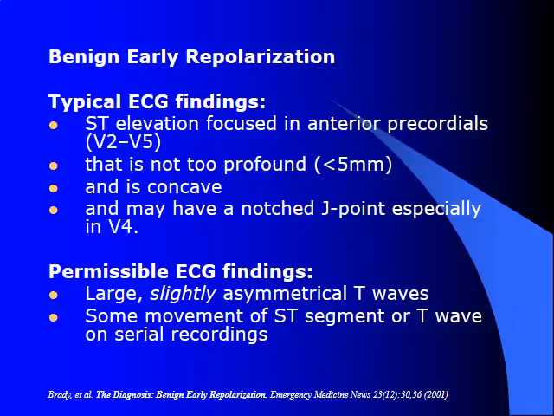Our typical EKG findings with BER are going to be ST elevation in the anterior precordials. It shouldn't be too profound. It should be concave, and you may have a notched J point noticeable mostly in V4. You may also find some asymmetrical T waves that are larger than what you'd expect, movement of the ST segment or T wave on serial recordings, but for the most part, you should not have too much electrical instability. They should remain fairly electrically stable during your time with them. So that's going to be our biggest indicator.